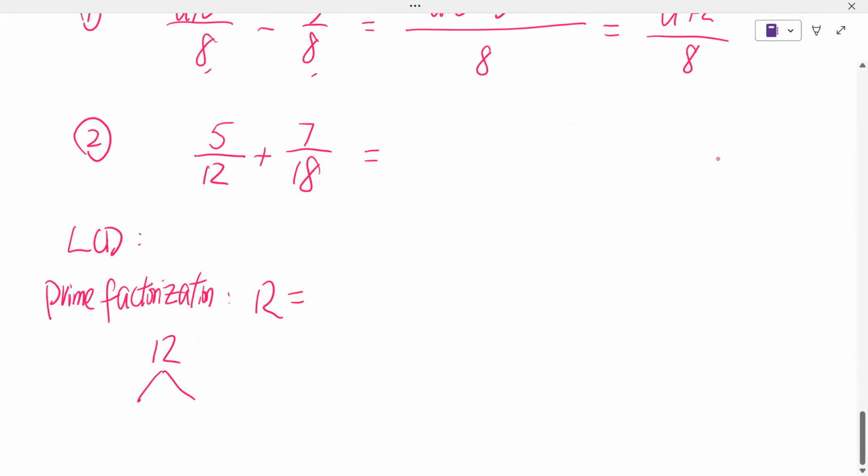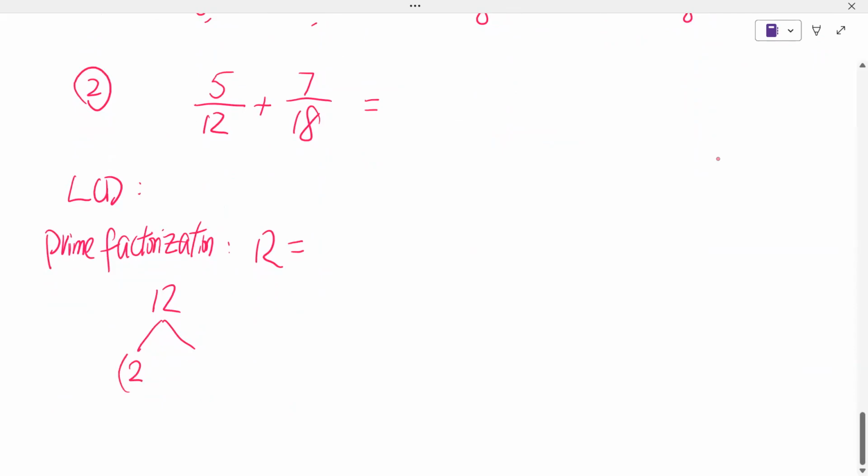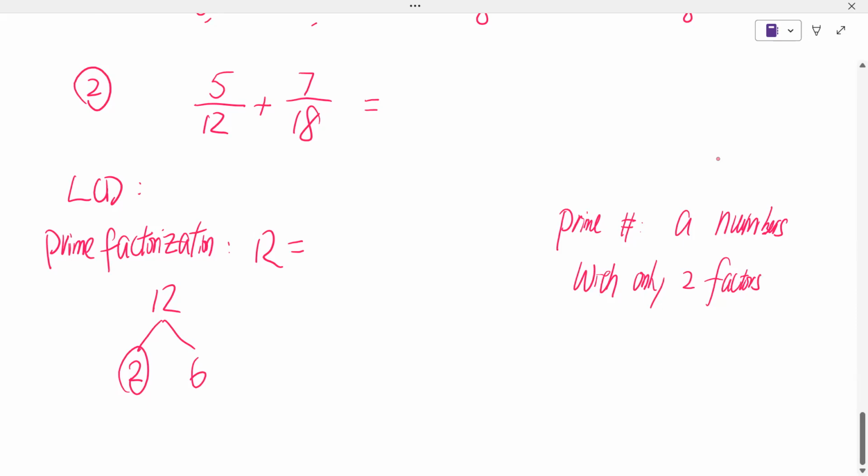12 we break down as 2 times 6, right? And 2 is a prime number. So a prime number is a number with only two factors, 1 and itself, right? A prime number is a number with only two factors, 1 and itself. Yeah, 2 is a prime number, right?